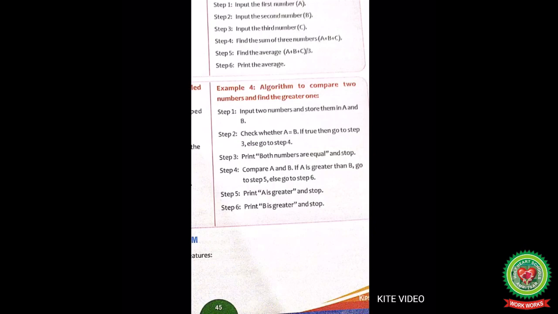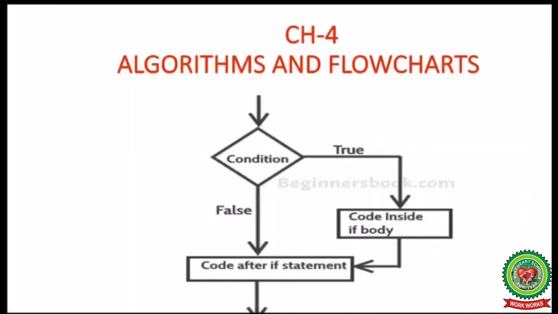Now we will discuss example 4 on page number 45, algorithm to compare two numbers and find the greater one. According to the algorithm, we should also know about the if and else statement. Here you see we have the condition, that is the if condition. If it is true, then the code written inside the if body will run. Or if the condition is false, then the code given after the if statement will run. We will see it in the algorithm now.